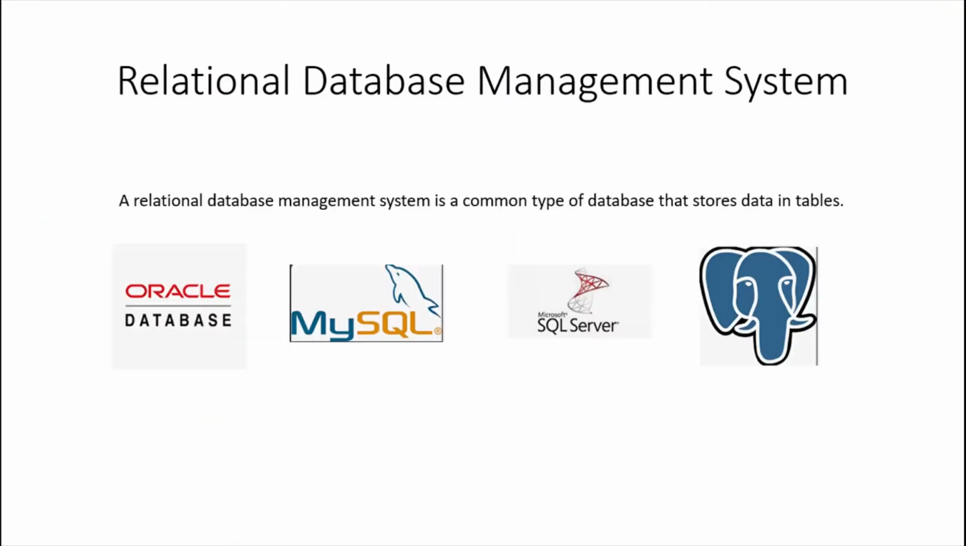First we'll understand what relational database management systems are. A relational database management system is a common type of database that stores data in tables, so that it can be used in relation to other data sets available to us. Examples of relational database management systems are Oracle Database, MySQL, Microsoft SQL Server, which, by the way, we'll be using as our RDBMS, and PostgreSQL. These are all very popular relational database management systems.